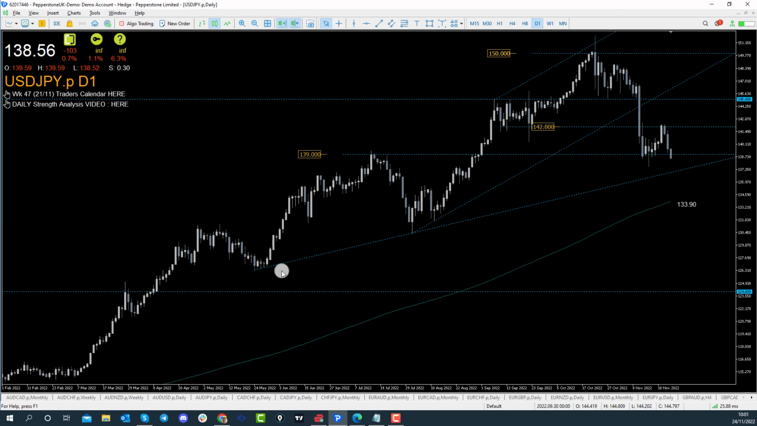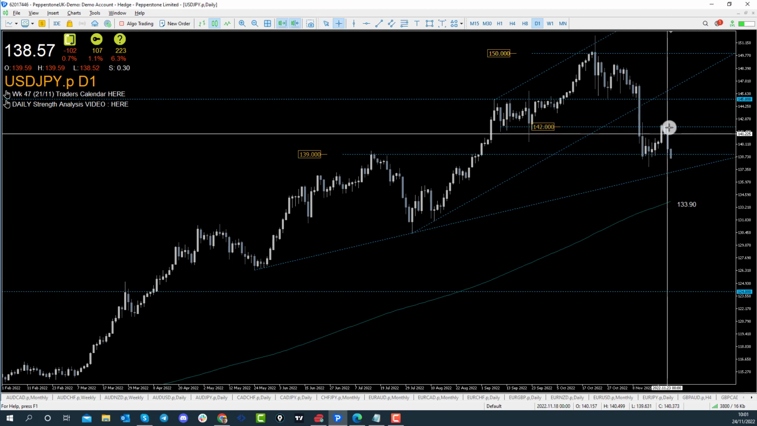Continuing down to the daily time frame, then we can actually see that price has broken out of a bullish upward channel. We broke through then key support levels at the 142 handle, and price has traded to the downside through there.